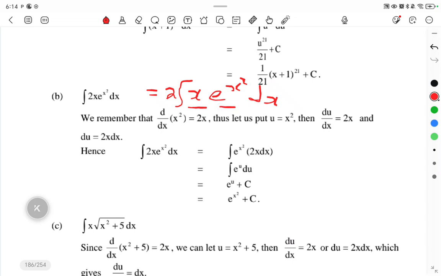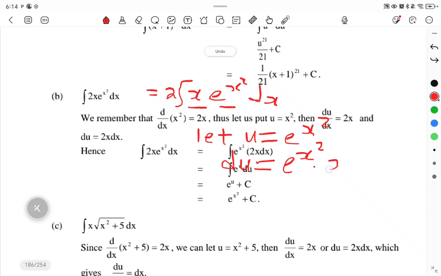Now, which one is difficult to derive? E to the x squared, you see, right? So I would let u be equal to e to the x squared. Then I derive this. When I derive e to the x squared, I keep e to the x squared times the derivative of the exponent, which would give us 2x times ln e times dx.